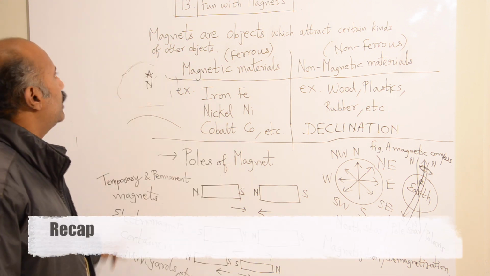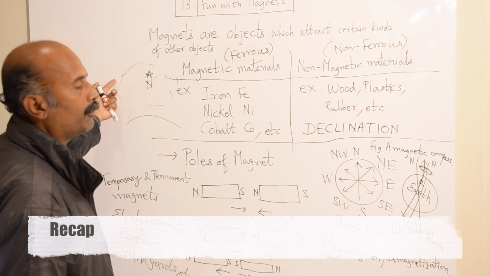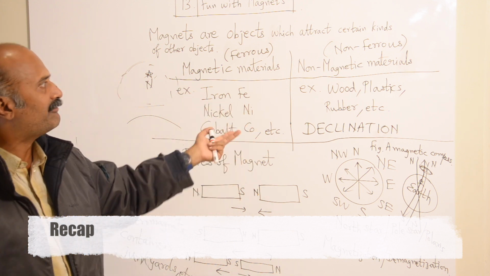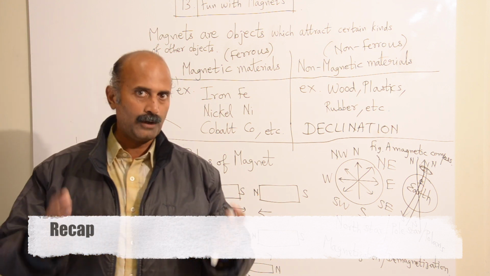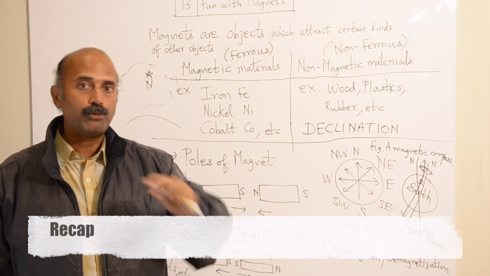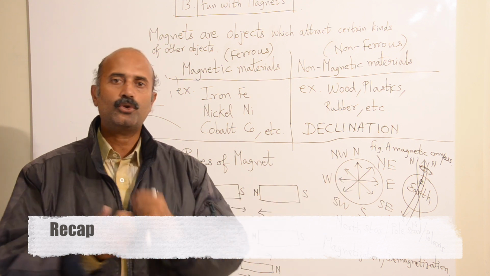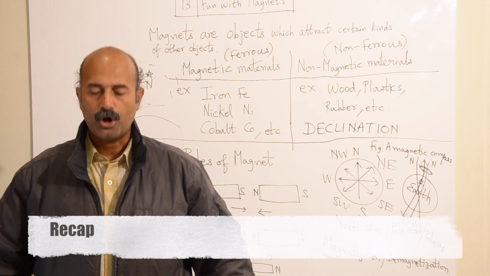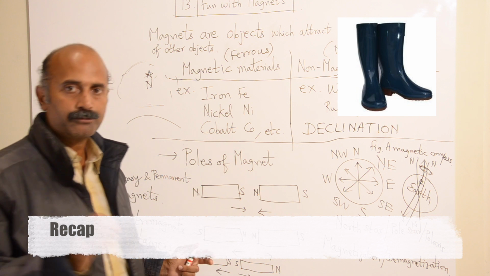Let me just recap this chapter. Magnets are objects which attract certain other objects, mainly ferrous, iron-based materials. Non-ferrous materials have nothing to do with electricity or magnetism. However, they are also very useful in blocking electricity. An electrician has to work on dangerous circuits, so he or she can protect themselves with proper electric gloves or rubber boots and work safely. So yes, they are also absolutely important.